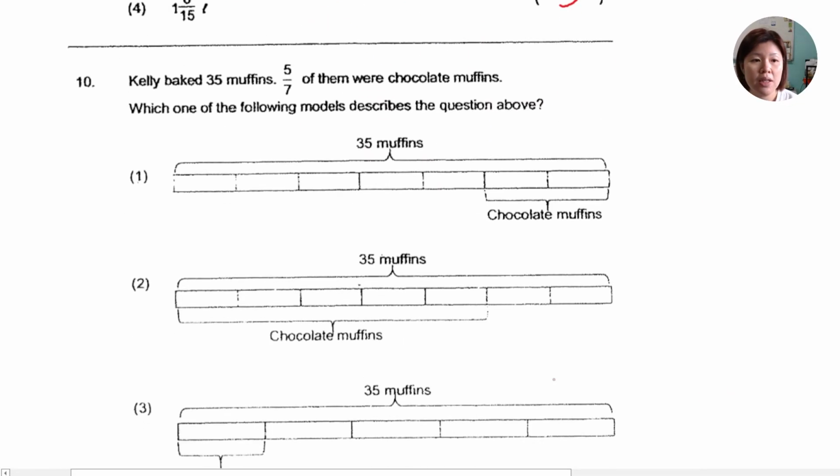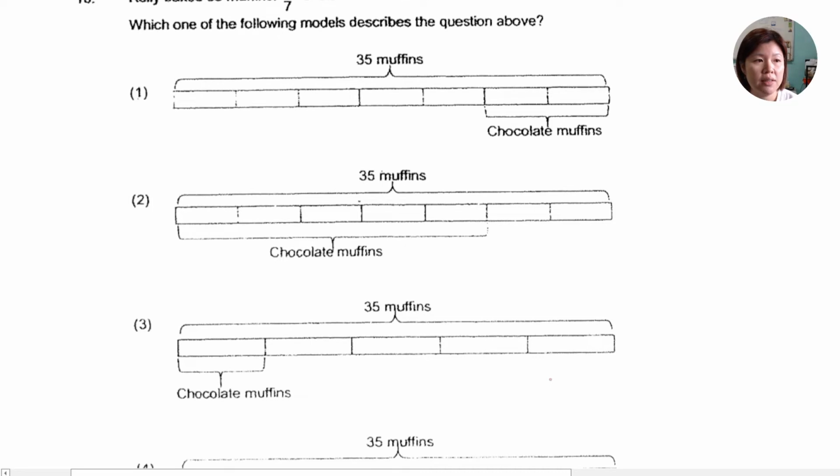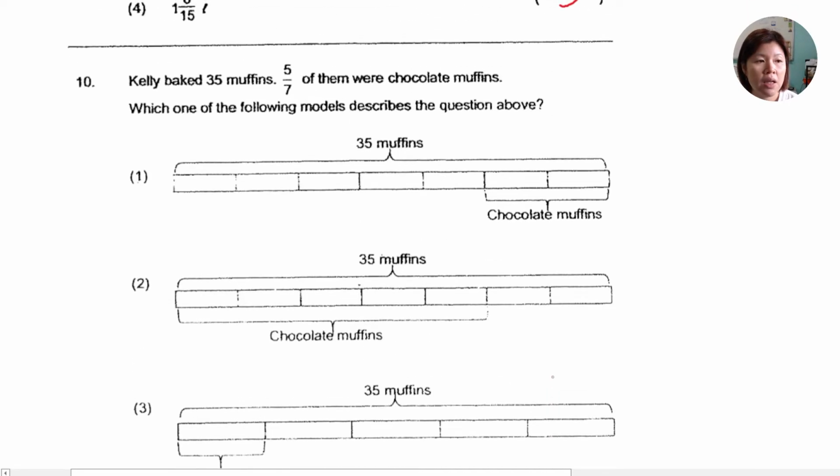Okay, let's move on to question 10. Okay, question 10. Kelly baked 35 muffins. 7 of them were chocolate muffins. So which model show? So always look at the denominator. Denominator stands for total. Total must have 7 boxes.